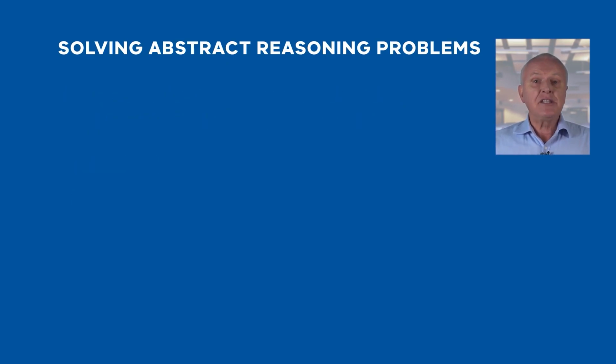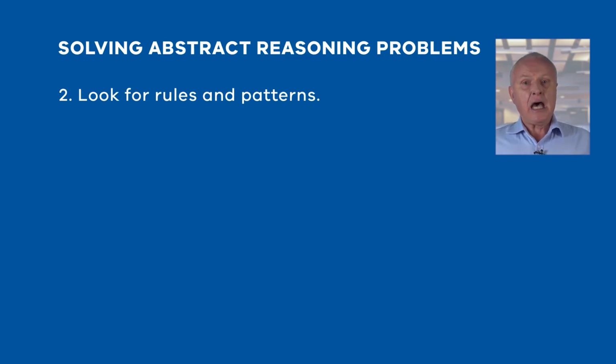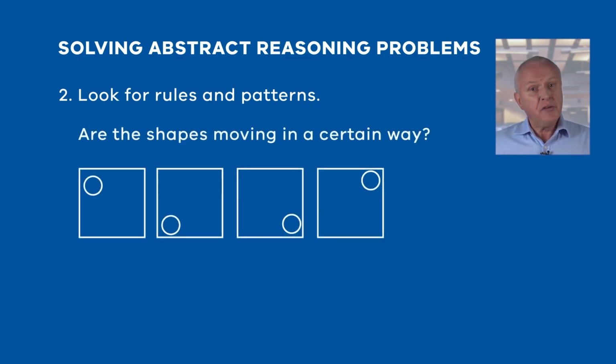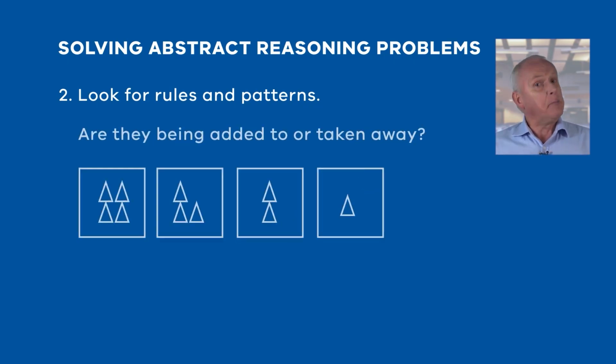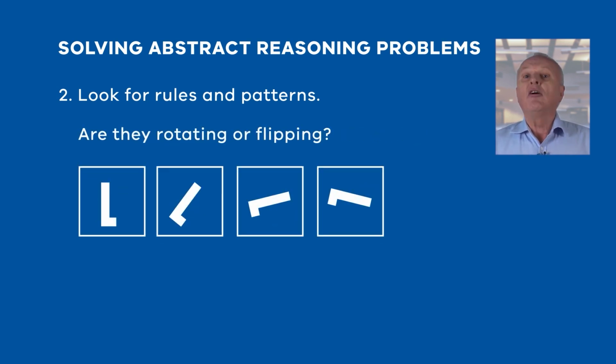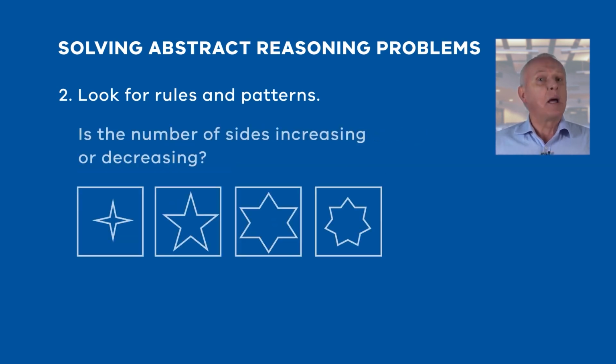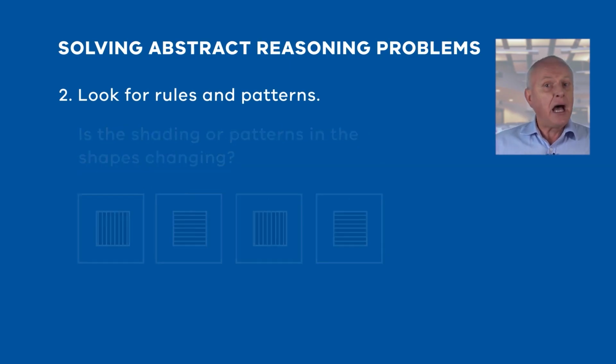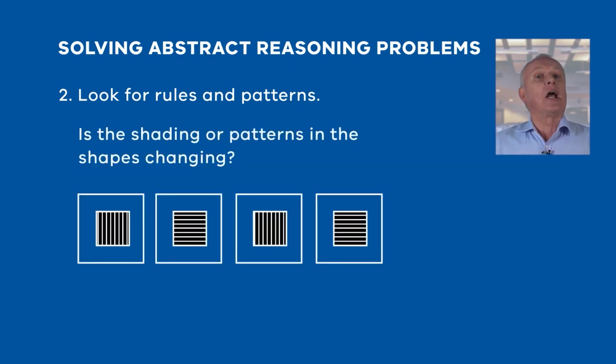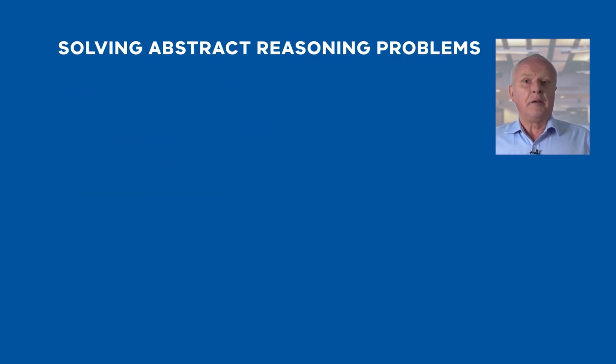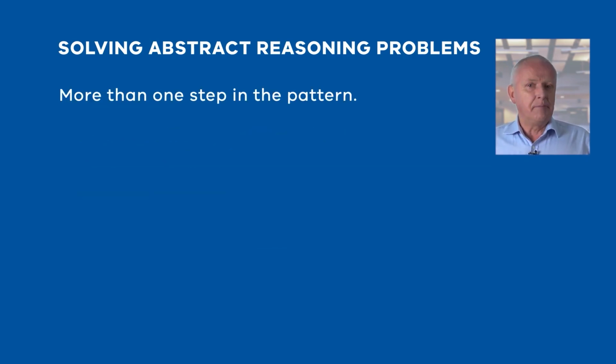Secondly, to answer abstract reasoning questions, you'll need to look for rules and patterns. Ask yourself, are the shapes moving in a certain way? Are they being added to or taken away? Are they rotating or flipping? Is the number of sides increasing or decreasing? Are the shading or patterns in the shapes changing? Be aware that there may be more than one step in the pattern.